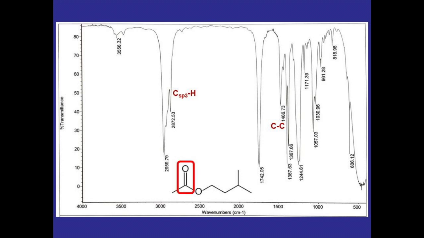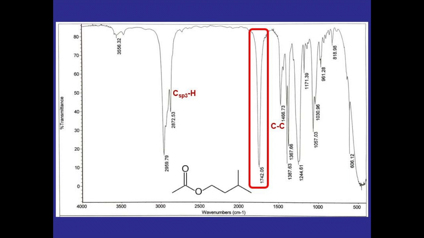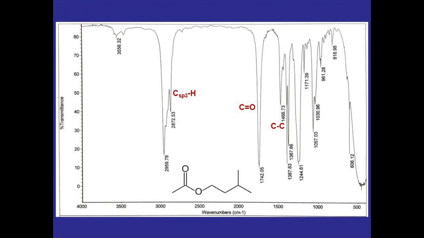Now let's take a look at the carbonyl, or the carbon double bonded to an oxygen. Its peak shows up around 1700 to 1750, and it's going to be a nice sharp peak that's very identifiable. This peak is your friend. It usually stands out pretty well from all of the other peaks and can help you identify functional groups that have carbons double bonded to oxygens.